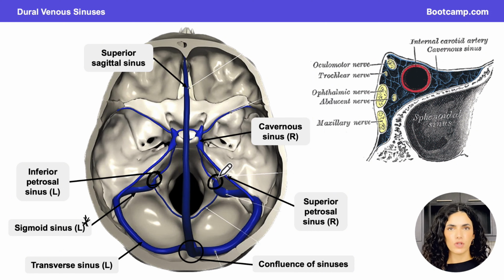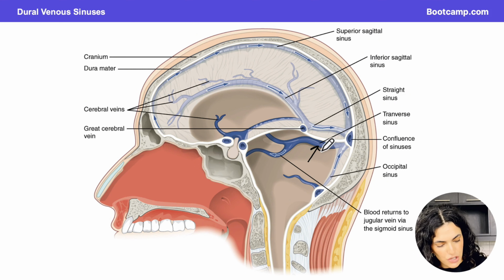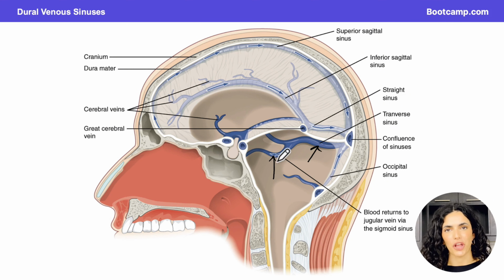So that inferior sagittal sinus will also travel posteriorly, where it will form the straight sinus. And it's the straight sinus that also contributes to the confluence of sinuses, similar to the superior sagittal sinus. We can then see here the confluence of sinuses forming the transverse sinus that eventually forms the sigmoid sinus that could eventually drain into the internal jugular vein.